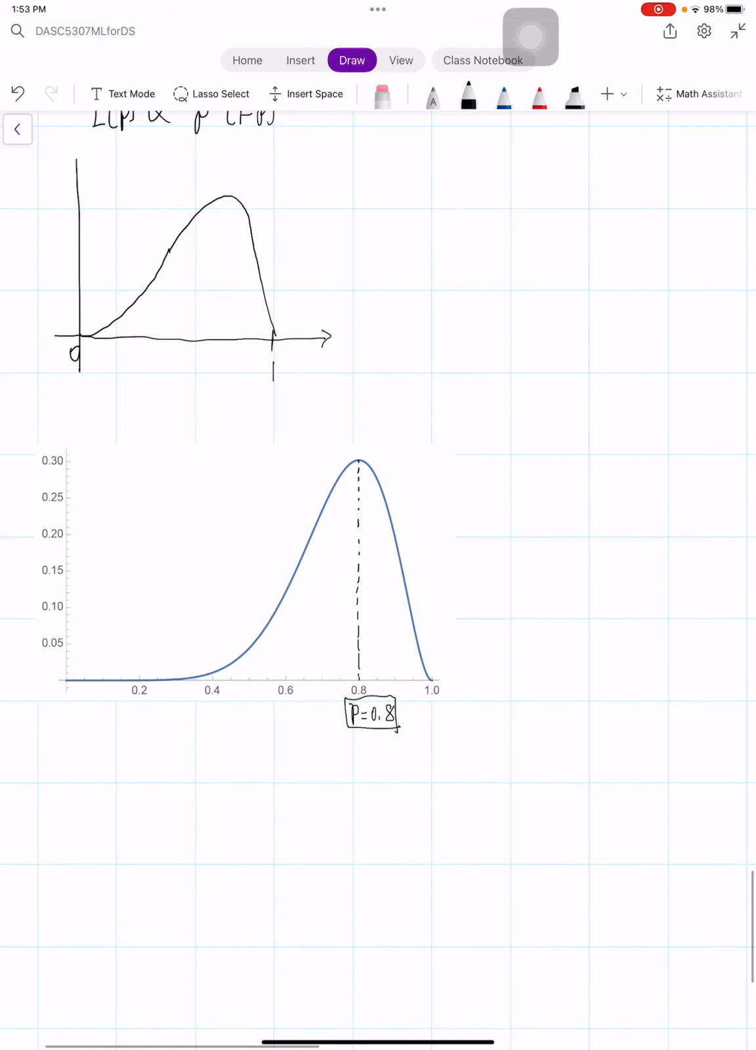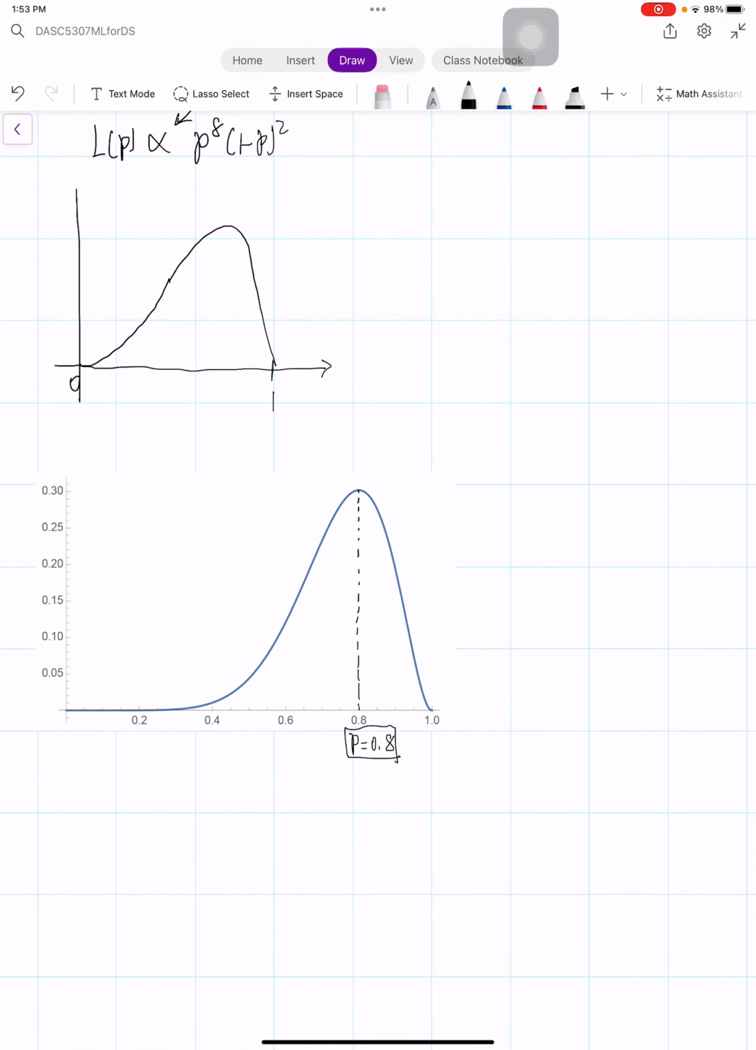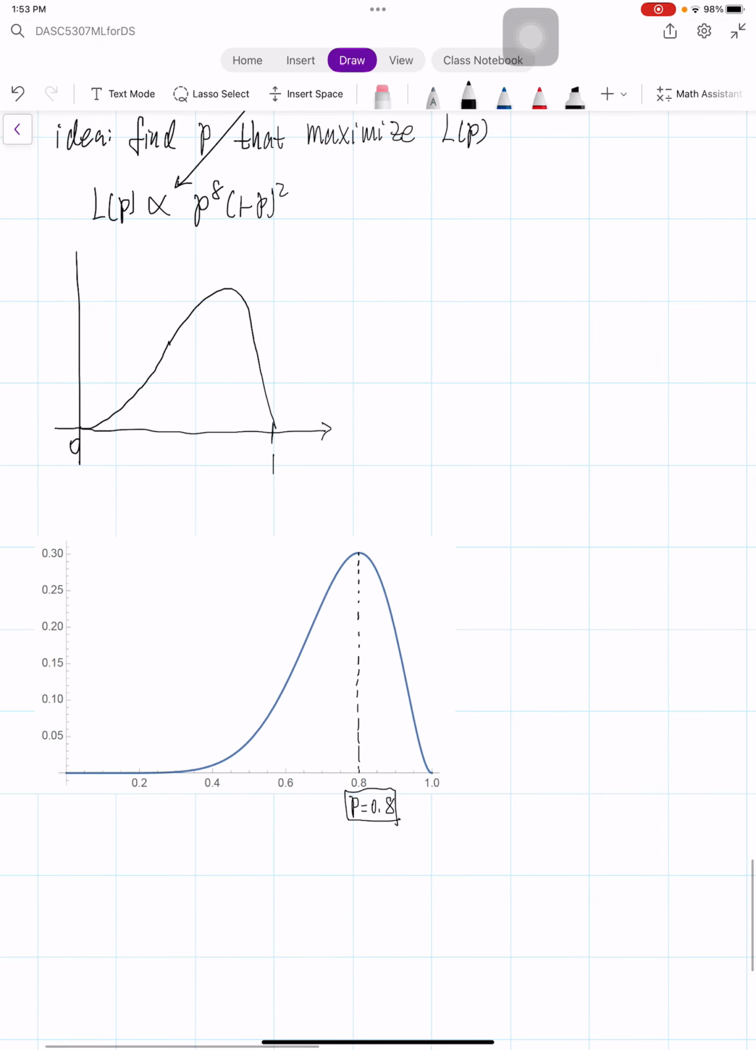Actually, how do we maximize this function? We can derive the formula analytically. To find the maximizer, we just take the derivative with respect to p and set it equal to 0. So this equals 8 times p to the power 7, 1 minus p to the power 2, plus p to the power 8, times negative 2 times 1 minus p.